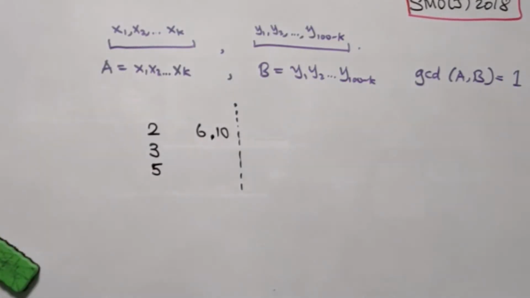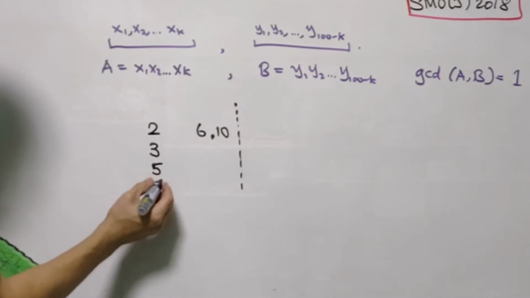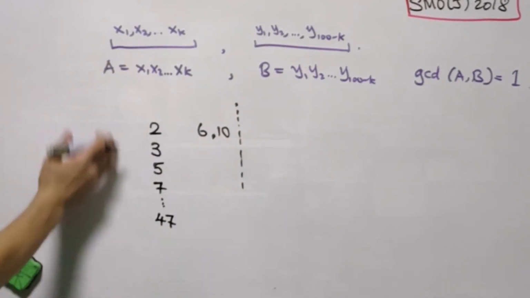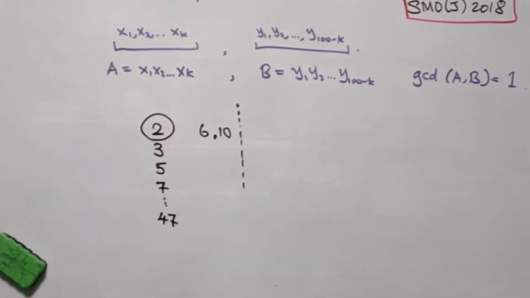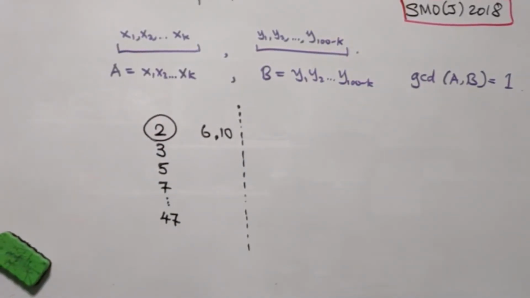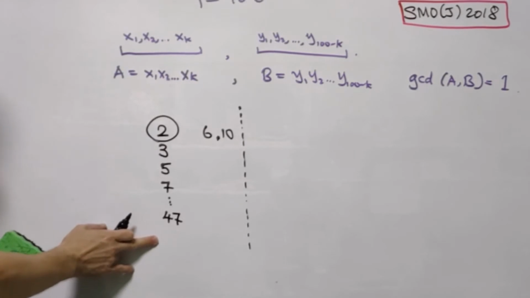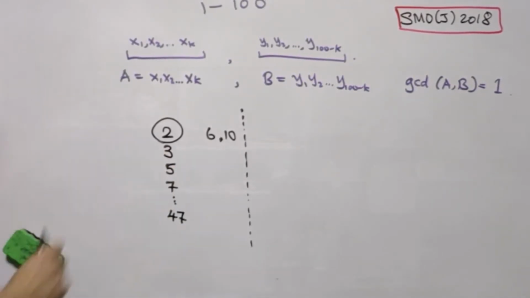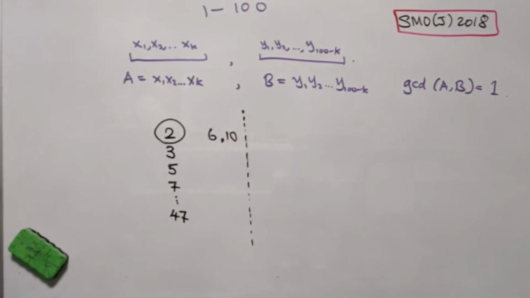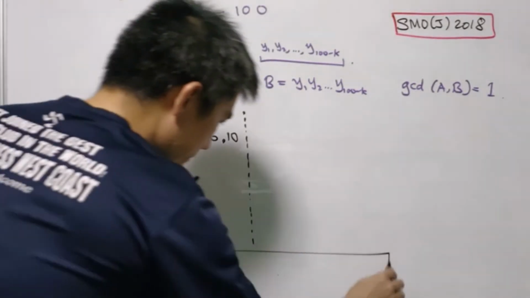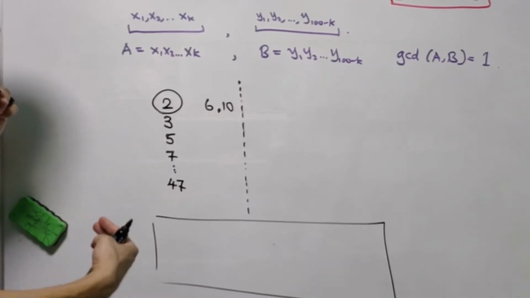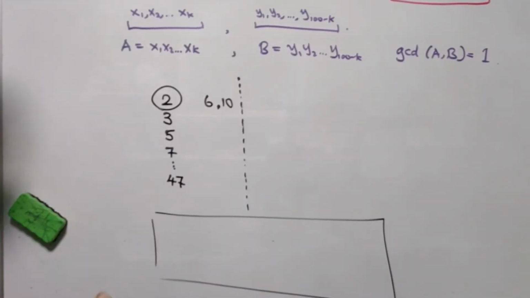And we will see that all the prime numbers below 50 will be in the same box as 2. And not only that, any multiple of these prime numbers will also be placed in the same box as 2's. So what we are left with here is only the prime numbers that are greater than 50.